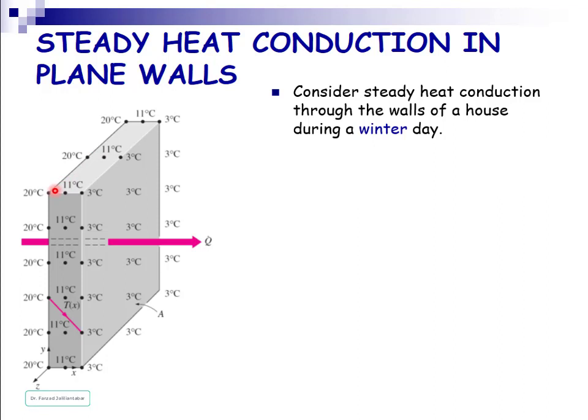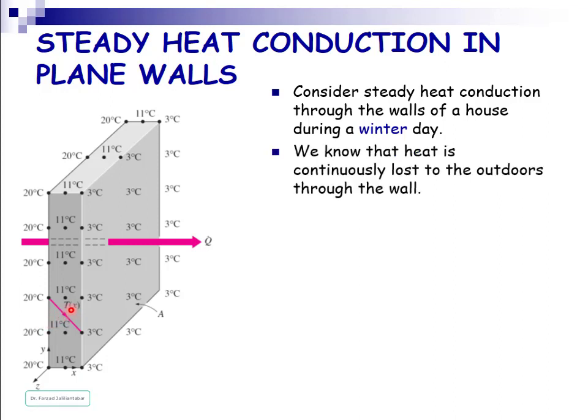So as you may know from the previous sessions, heat transfer is due to differences in temperature. So we don't have any temperature difference in this direction, so we don't have any heat transfer in those directions. Moreover, the thickness of the wall in the x direction is much lower than the other two directions. So the heat transfer in this direction will be much higher than in the other two directions.